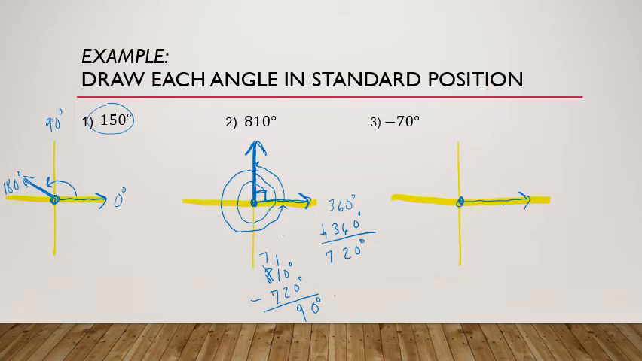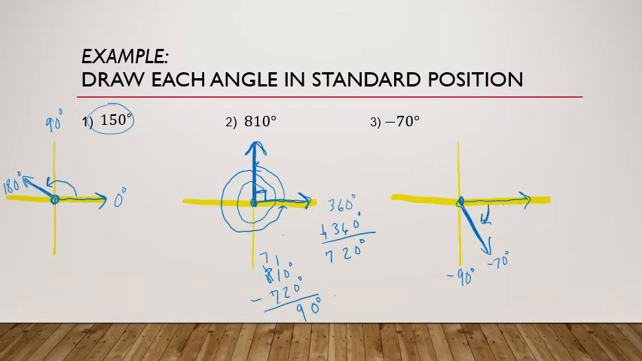And then negative 70, so you see the negative, we're going to open the opposite direction. So we're going to open clockwise. So if we were to go down all the way to here, we'd be moving negative 90. So we don't want to go quite that far. So just a sketch right here to say this is approximately negative 70.